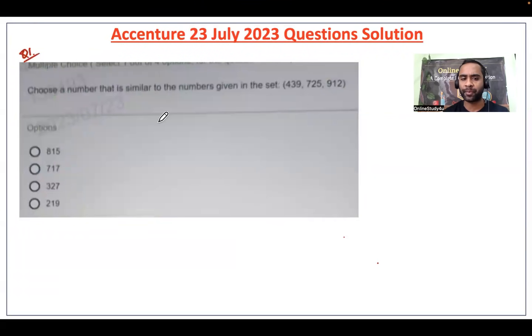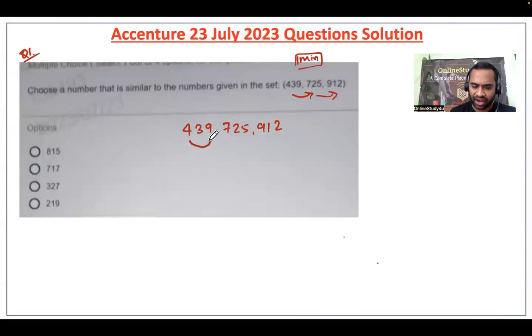Friends, choose a number that is similar to the numbers given in the set. As soon as you see the question in the examination, it's very difficult to get the logic. Some of you might start subtracting, adding, multiplying, dividing, and you will get almost 1 minute for one question. So here the logic is, you add the first and third number, like 4 plus 9, and subtract 10 from it. So 4 plus 9 is 13, 13 minus 10 is 3, and that is your middle number, right?